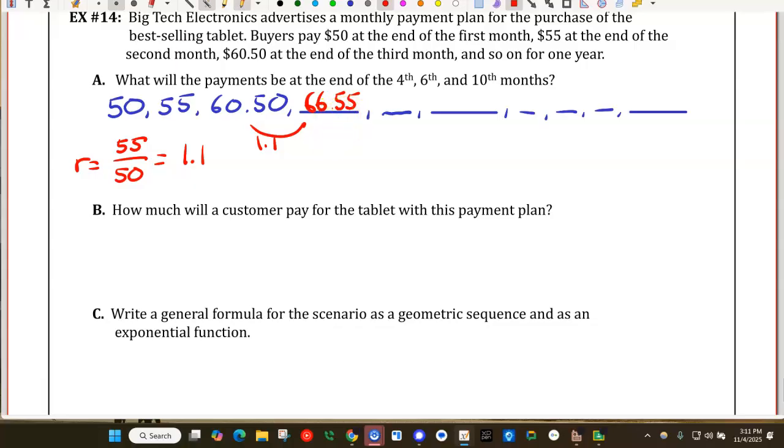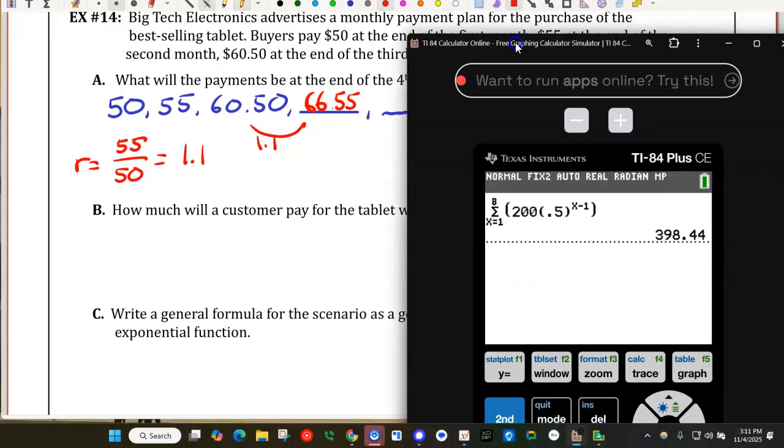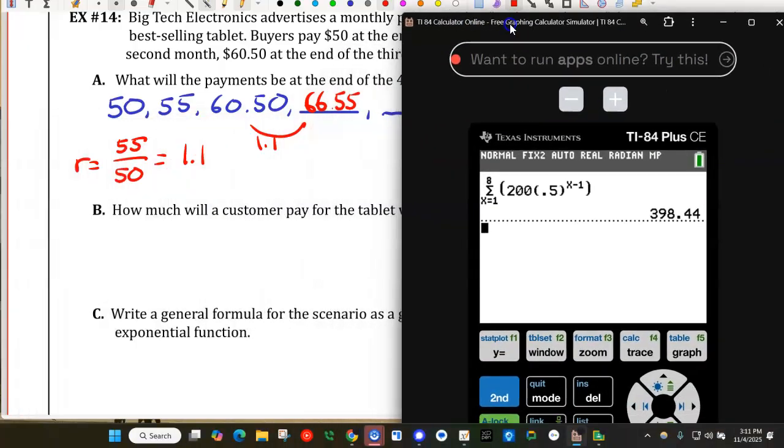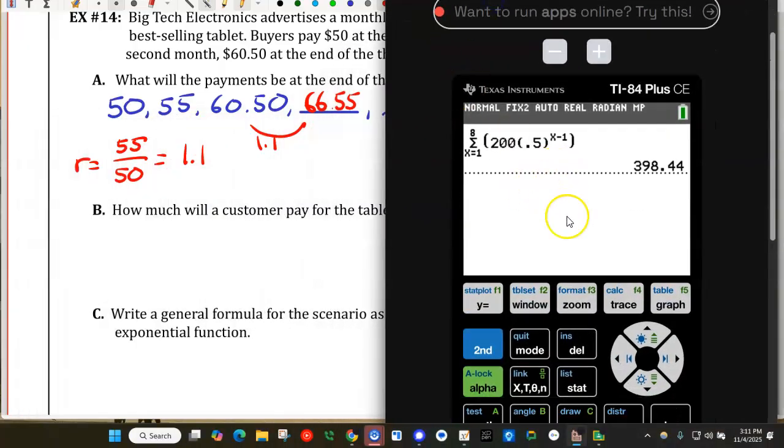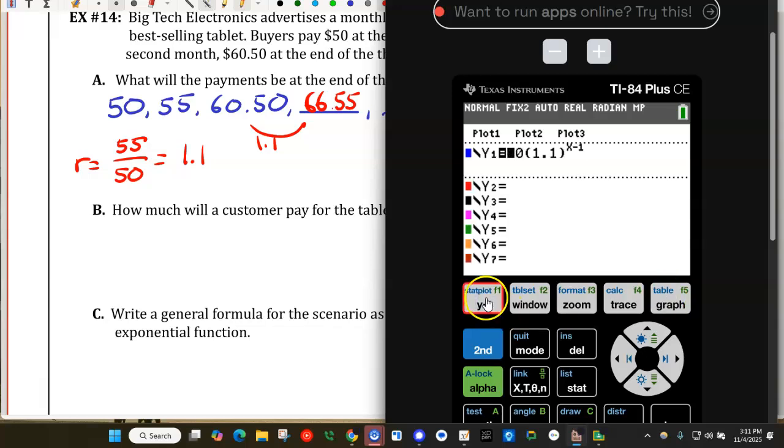So while we have our calculators out, I remind you, if you need a table of values, you can use the table on here, right? You can go to here and type in our function, which we know is going to be 50, 1.1 to the x minus 1 on your y equals, like so. So punch that in.